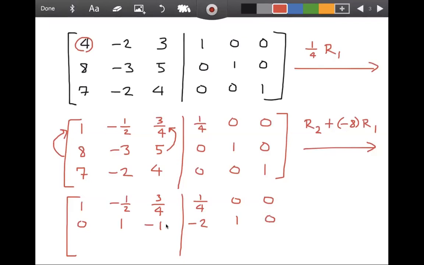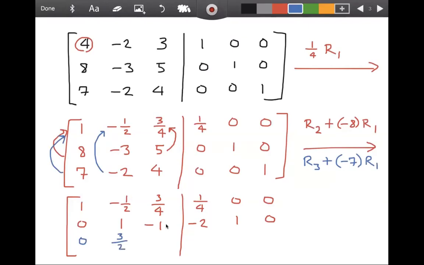All right, so now let's do the same kind of thing to row 3. We're going to change row 3 by adding to it negative 7 times row 1. This is going to be a little uglier maybe. All right, so 7 plus negative 7 times 1 is 0. That was the whole point. Okay, negative 2 plus negative 7 times negative 1/2 is negative 2 plus 7/2. So let's think of that negative 2 as negative 4/2. Negative 4/2 plus 7/2 is 3/2.